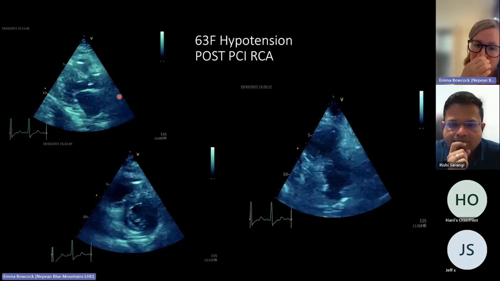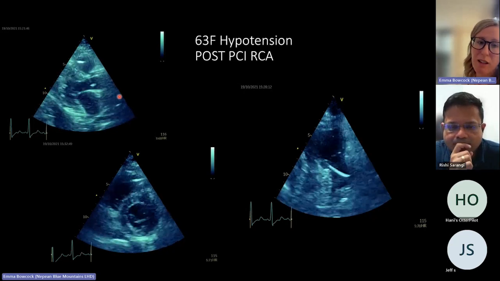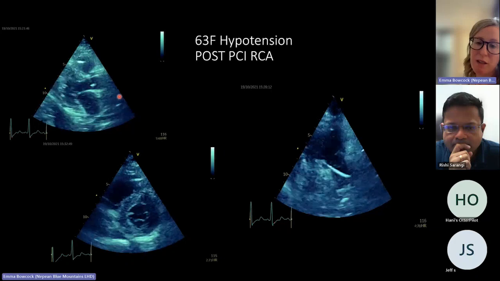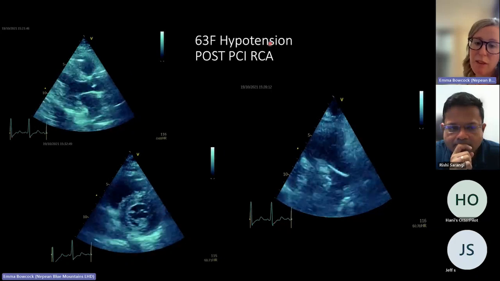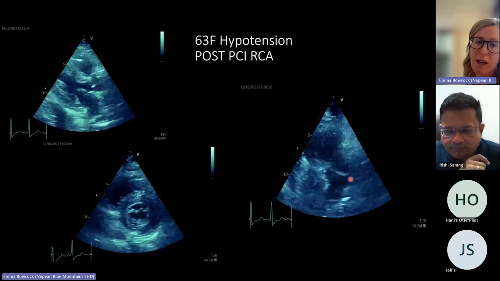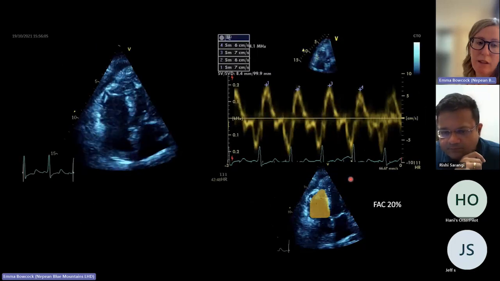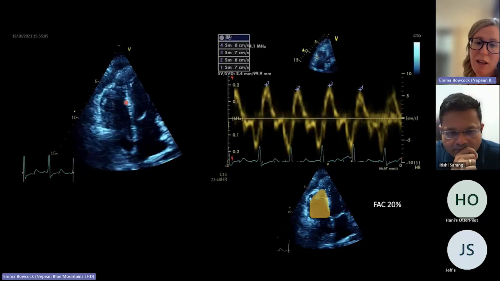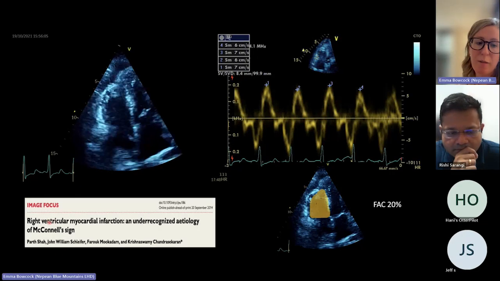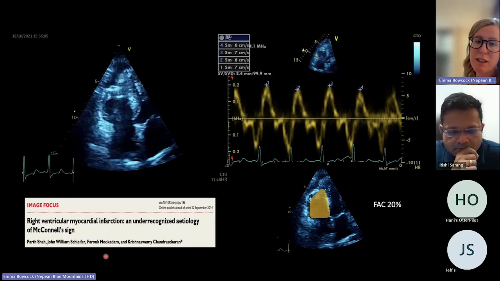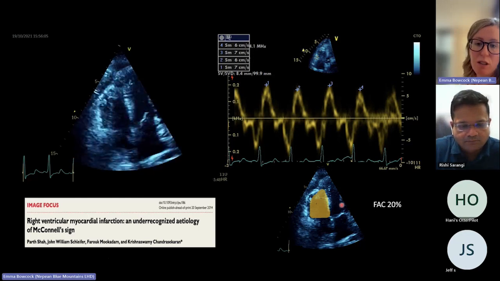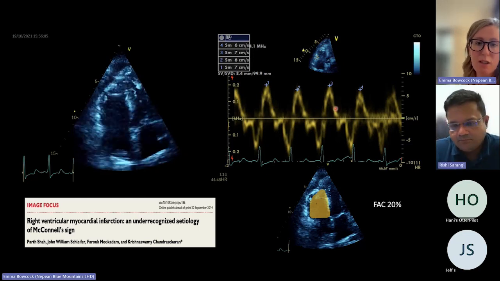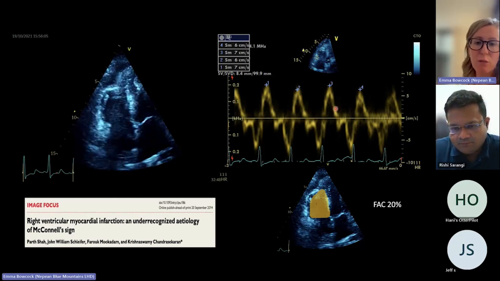This is a patient we had not that long ago with an RV infarct, hypotensive after having a stent. This structure here is a PA catheter. Remember, McConnell's sign is not just in PE. You can get it with RV MIs as well, which is what we saw in this lady. Concordance this time, right? So it's not a precapillary pressure overload problem.